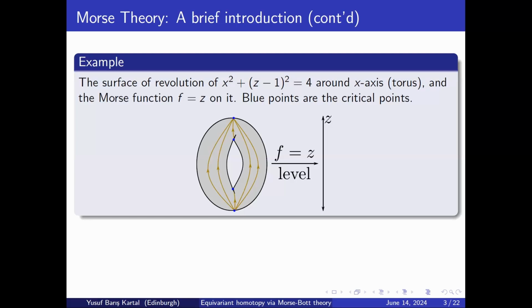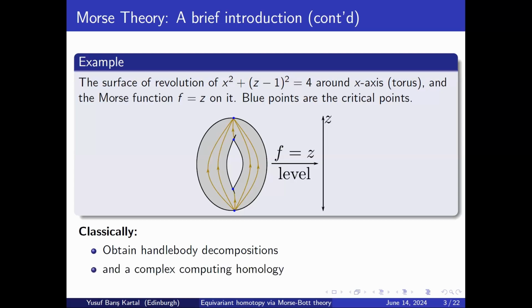So, what can you do with a Morse function? Very classically, you can obtain handlebody decompositions. And a bit less classically, but still classically, you can obtain a complex computing homology, a complex generated by critical points, a 4-dimensional complex that computes the homology.